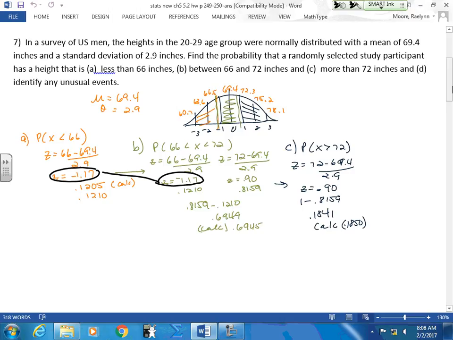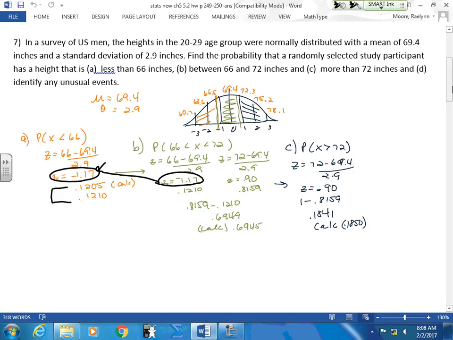Less than 66, my answer is going to have to be a negative z-score. I look up my area. It is my area to my left. Notice the calculator and the table give you a slightly different answer. Slightly different because of this.